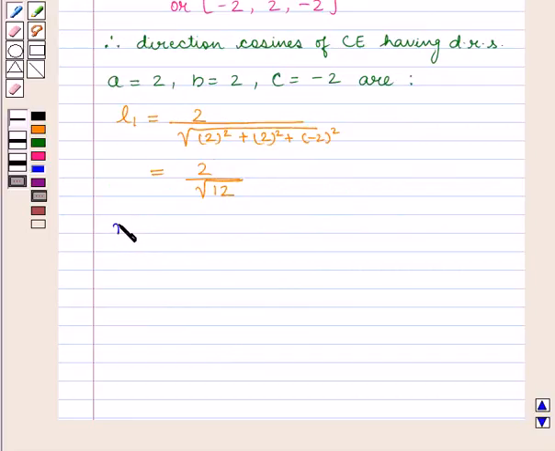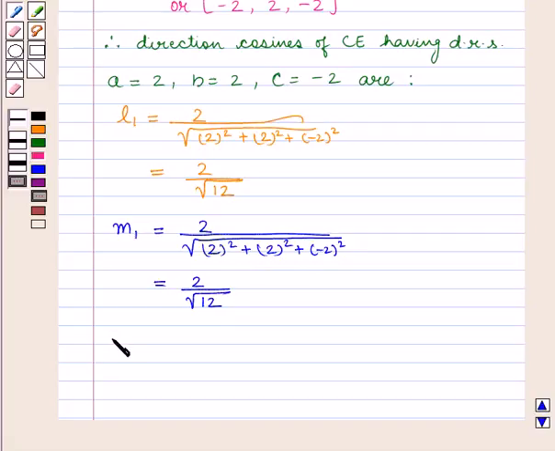m1 is equal to b upon, that is 2 upon square root of a square plus b square plus c square, that is 2 square plus 2 square plus minus 2 the whole square, which is equal to 2 upon square root of 12. n1 is equal to c upon, that is minus 2 upon square root of 2 square plus 2 square plus minus 2 the whole square, which is equal to minus 2 upon square root of 12.